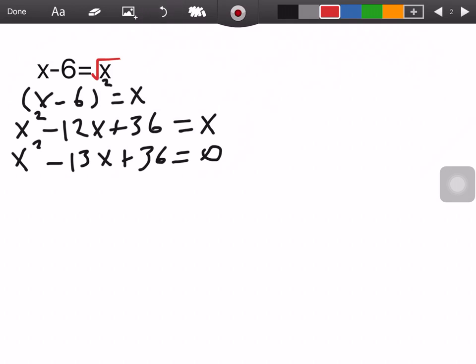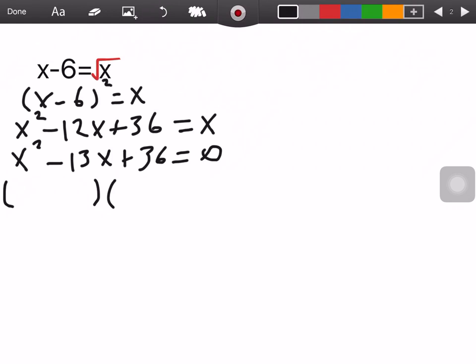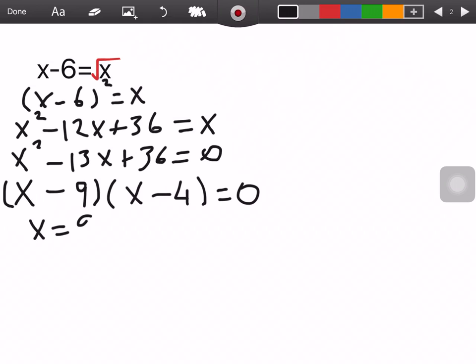Our next step is to factor our equation. You can put it into two brackets, like this, with x and x, and you need to find two numbers that multiply together to give 36, and when you add them, you get 13, minus 13. Those two numbers are 9 and 4. So now you put a minus, and you should get your two solutions to be 9 and 4.